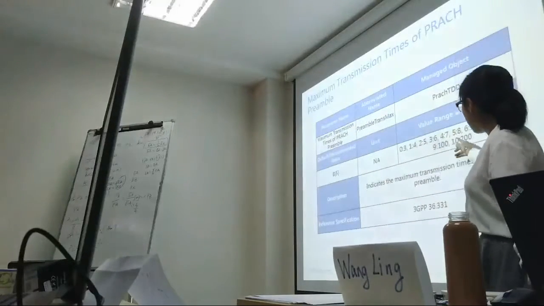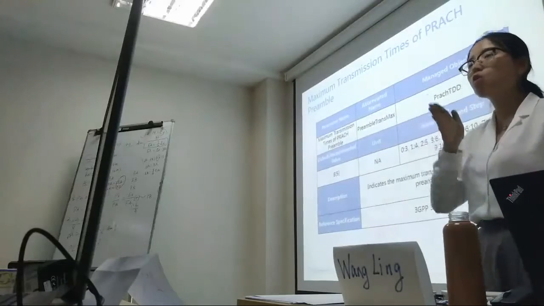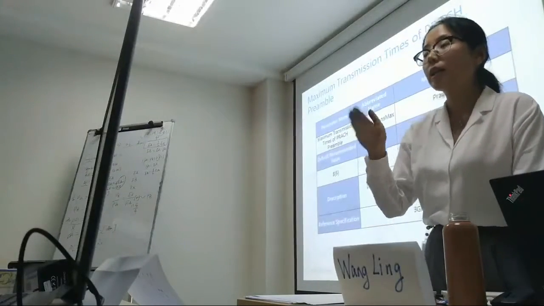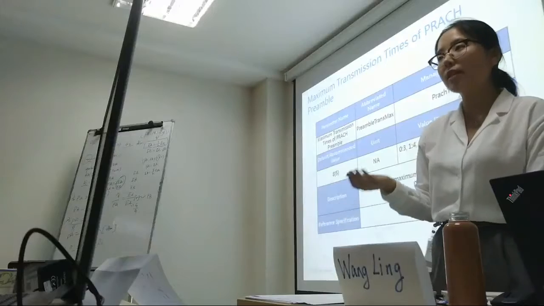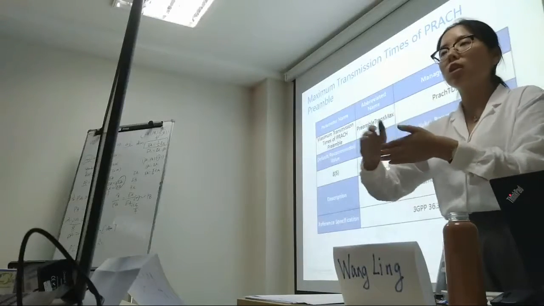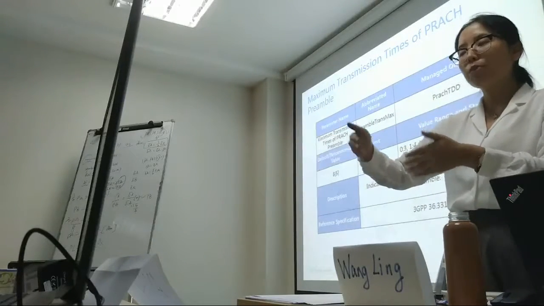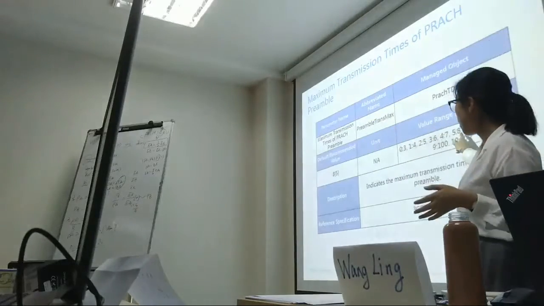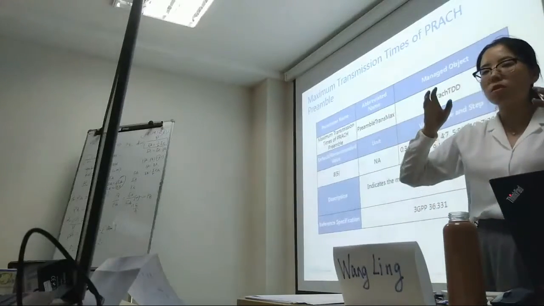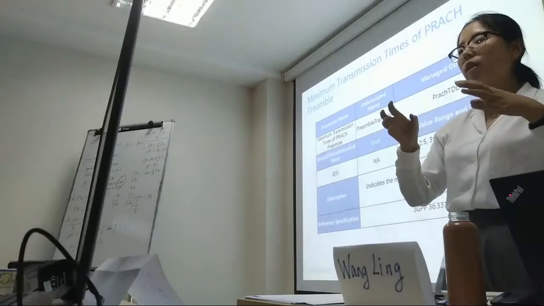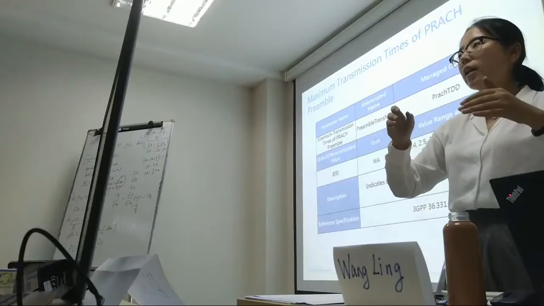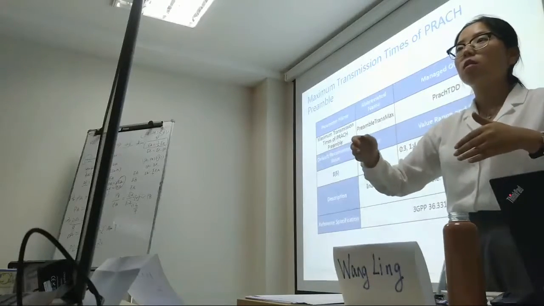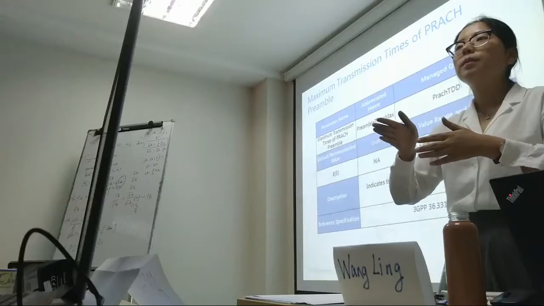So if you set this value to 10, then I will try 10 times and then go to idle. So that is how many opportunities you give the UE. If you set this value too small, you only give the UE a small number of opportunities to transmit the preamble.